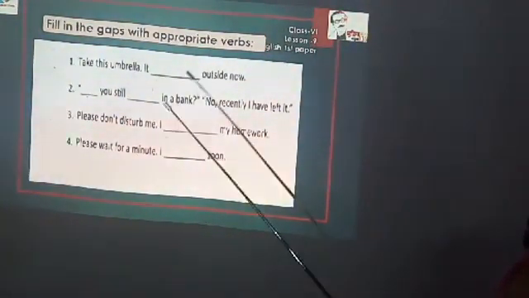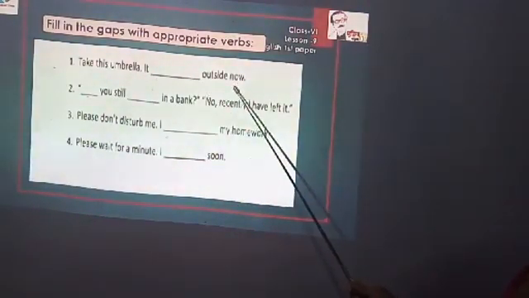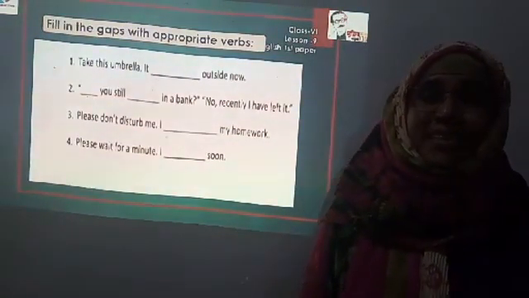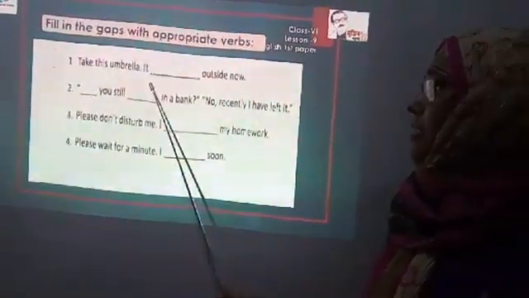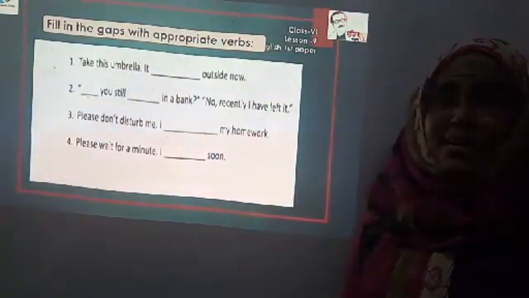Can you do that? Take this umbrella. It is raining outside now. The action is going on at the present situation. That will be present continuous. Take this umbrella. It is raining outside now.